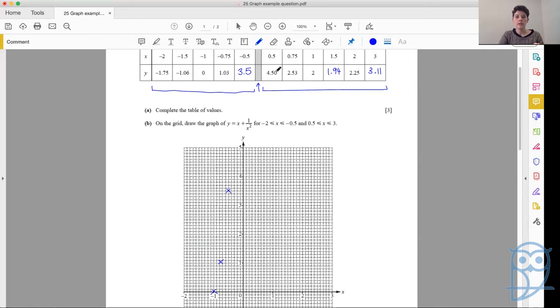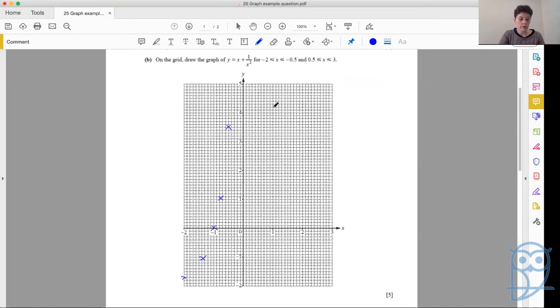So our next one is going to be 0.5 and 4.5. So up to 4.5, 1, 2, 3, 4, 5. That's the 0.5. Okay, 0.75 and 2.53. Let's go up here. So 2.53.